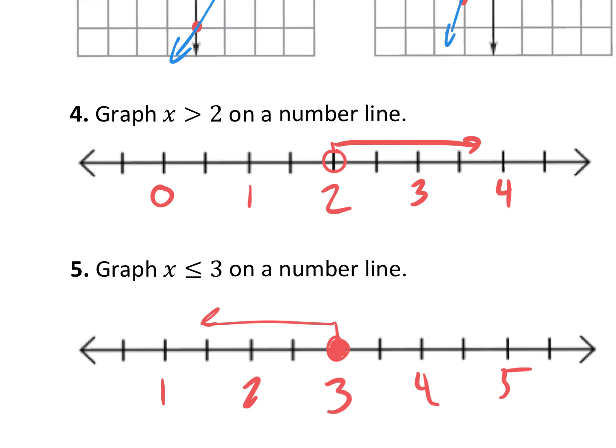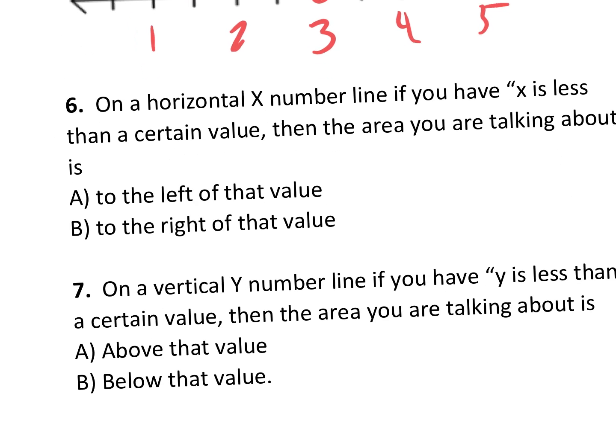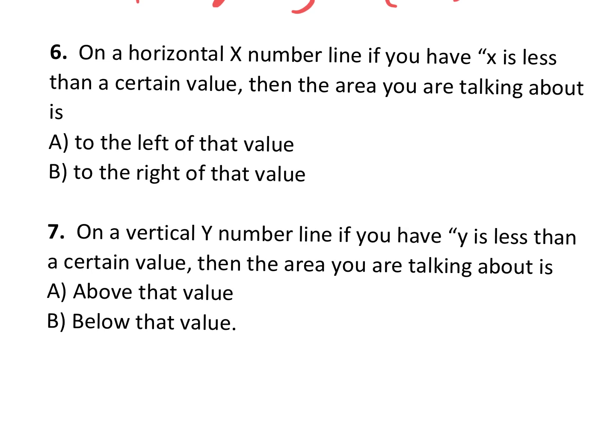Now, that makes sense when I look at the inequality and I graph it on a number line visually. But what if I read it to you in a sentence? Let's see if it makes sense to you. On a horizontal x number line, that means horizontal, left and right. If you have x is less than a certain value, then the area you're talking about is to the left of that value or to the right of that value. What do you think? Come on, give me the answer, anybody. To the left, right? Think about it.